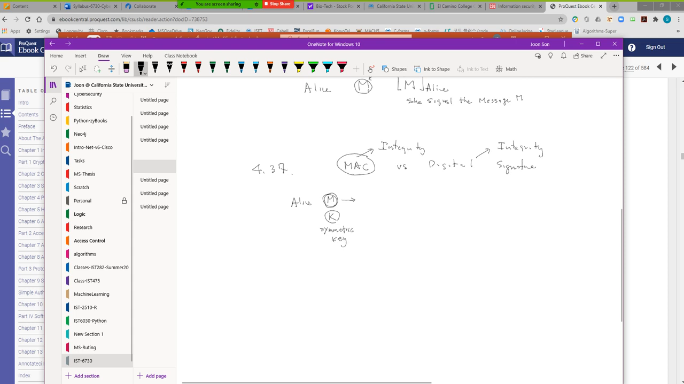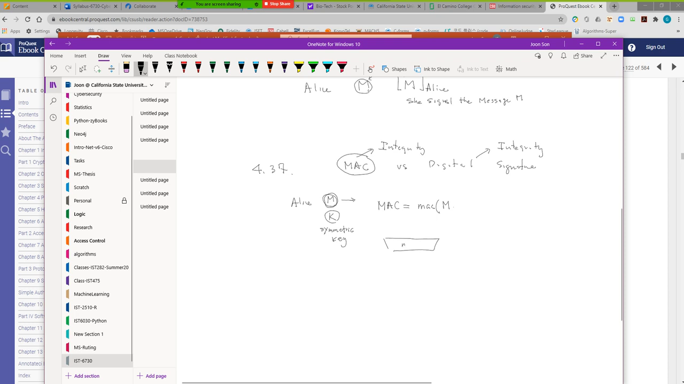So you can think of the MAC as a message digest. Actually, it's a code, a value computed by some function. I'll call it the MAC function, whatever. I'm just making that up, by the way. And then you put in M.